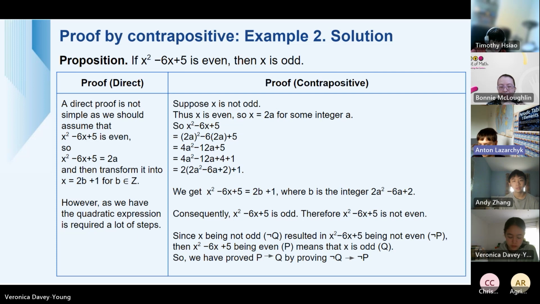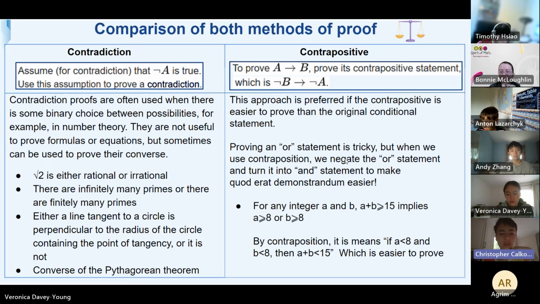Since x being not odd, so not Q, resulted in x squared minus 6x plus 5 being not even, not P, then x squared minus 6x plus 5 being even, P, means that x is odd, Q. So we have proved P implies Q by proving not Q implies not P. Comparisons of both methods of proof.